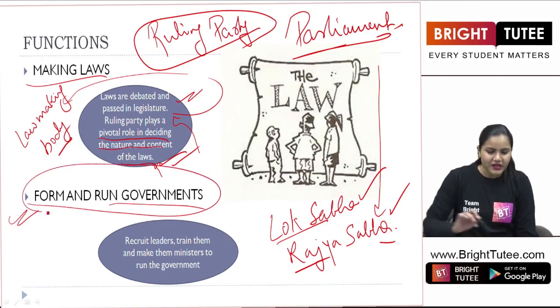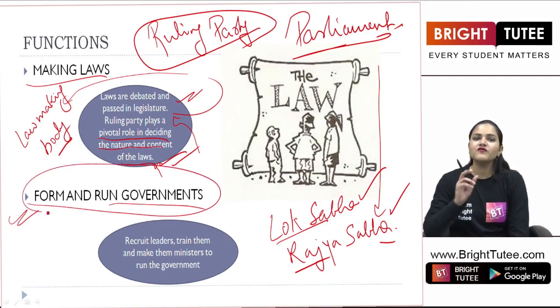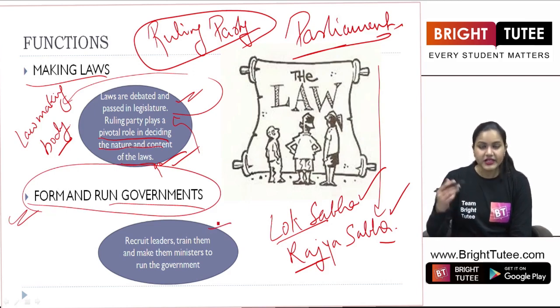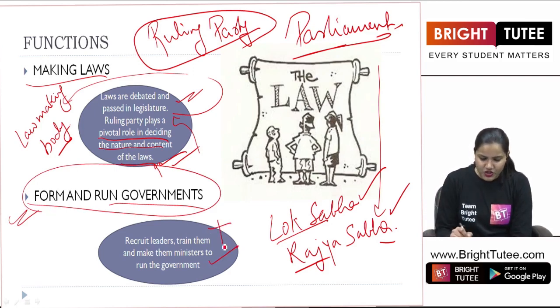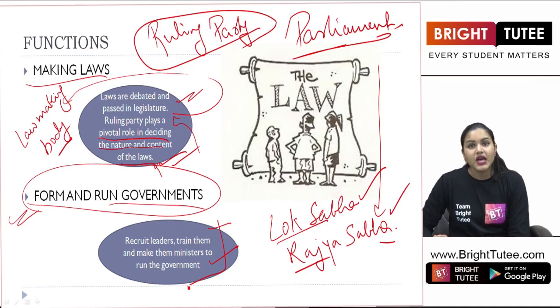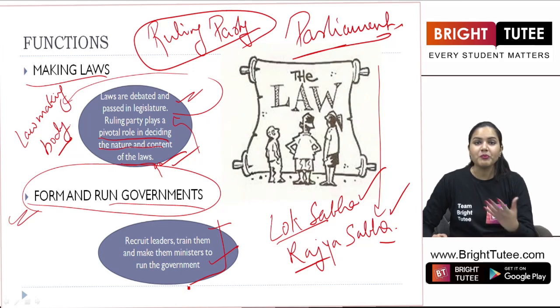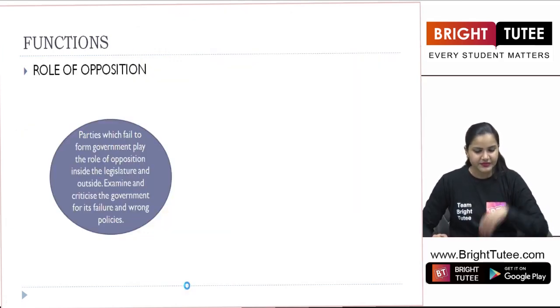So, here another foremost function is that of forming and running the government. So, they recruit leaders, they train them and make them ministers to run the government. So, these are some of the important points that you have to keep in mind here, the basic functions of these political parties.